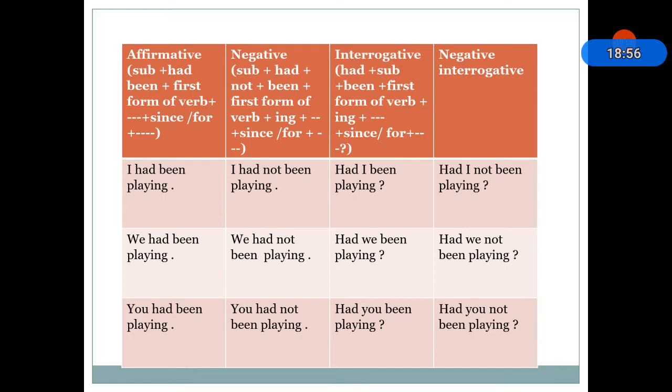Now when we take the subject as plural, and that too the first person plural, example, we had been playing for affirmative. For negative it will be we had not been playing. For interrogative it will be had we been playing. And for negative interrogative it will be had we not been playing.